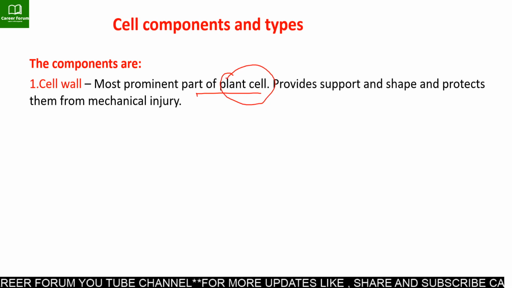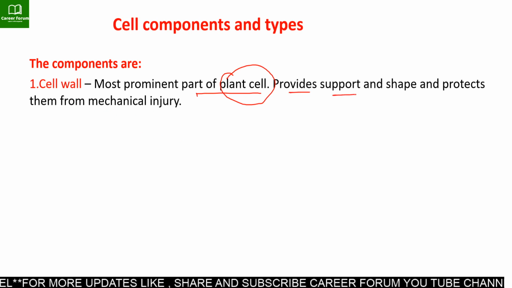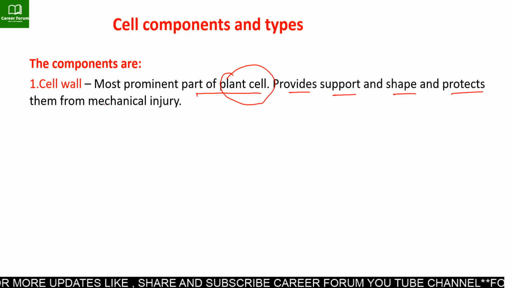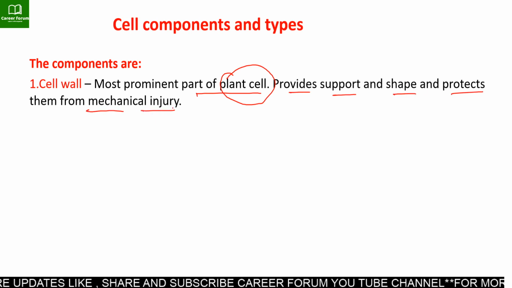So this is important. You have to be specific with it, because if a question asks you the role of cell wall, then the answer should be: it provides support, shape, and it protects the cells from mechanical injury.